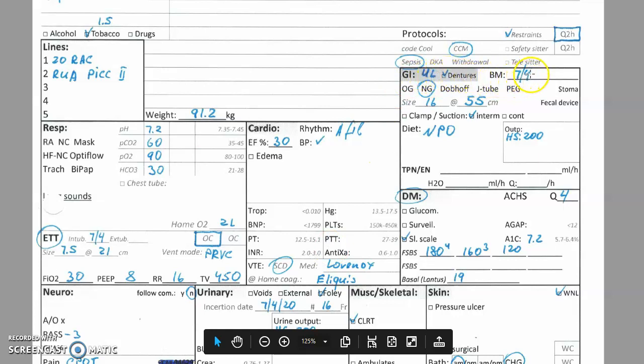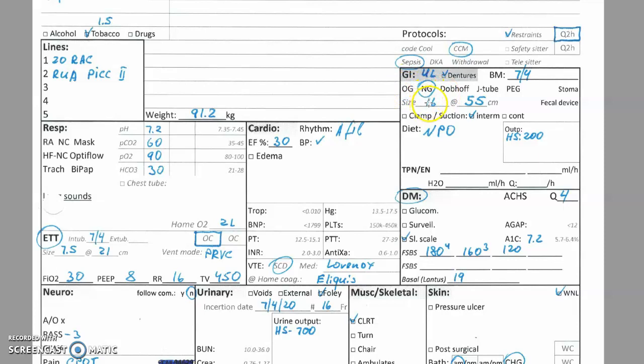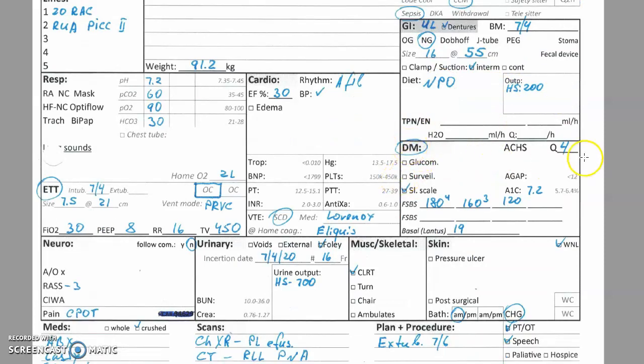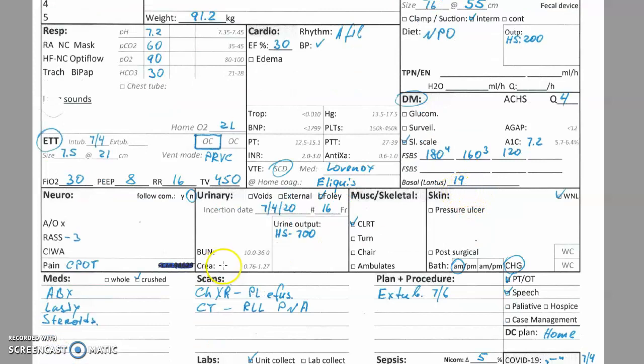Last bowel movement was on the 4th. Patient has an NG size 16 at 55. Intermittent suction. Patient is NPO. Overnight had a 200 out. Patient also diabetic. We're checking sugar every 4 hours. Sugar has been 180, 116. That's how much insulin was given per sliding scale. 19 of Lantus, probably once a day.